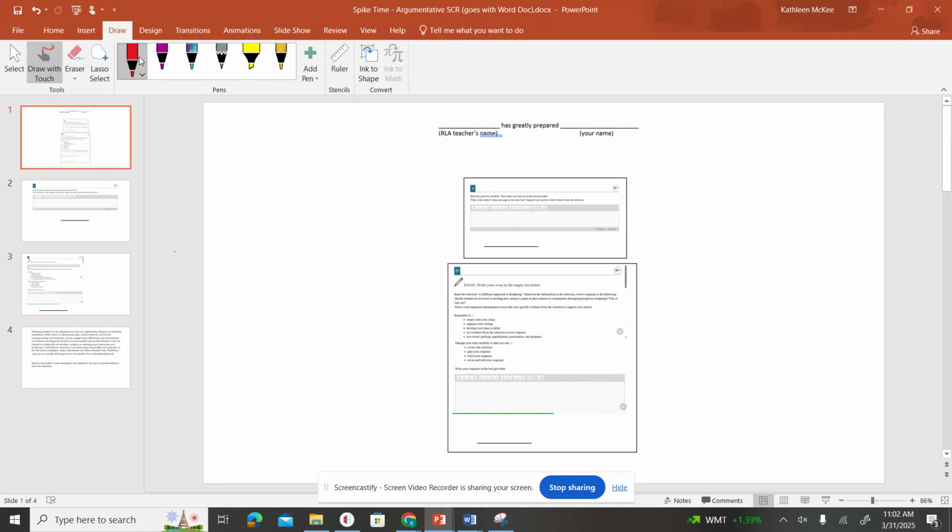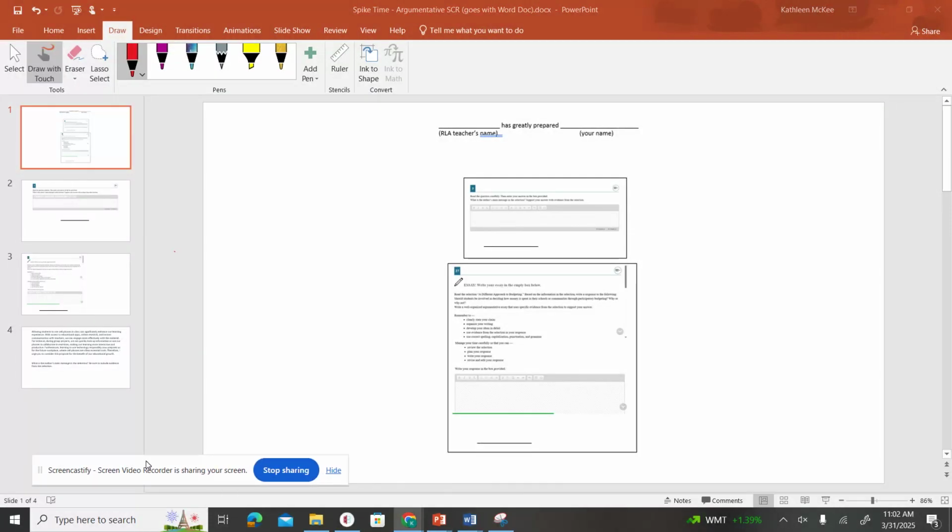Today we are going to be looking at some argumentative text, and we're also going to be looking at short constructed responses. So you should be on the side of the paper that looks like this. The first thing I want you to do is put your RLA teacher's name. So I'm going to put Mrs. Holland has greatly prepared, and then you put your first and last name.